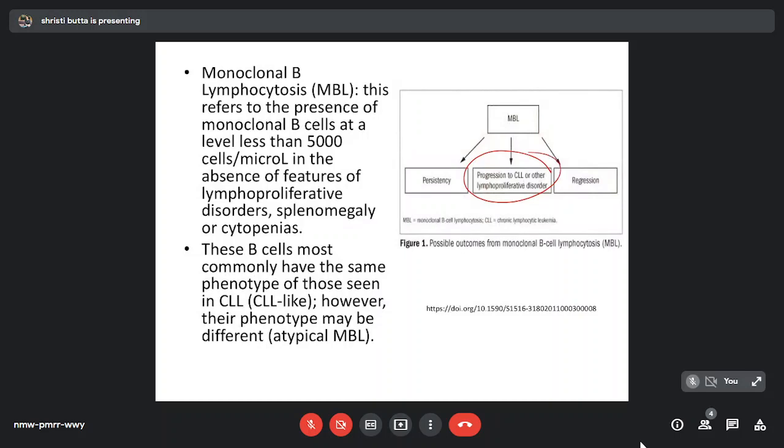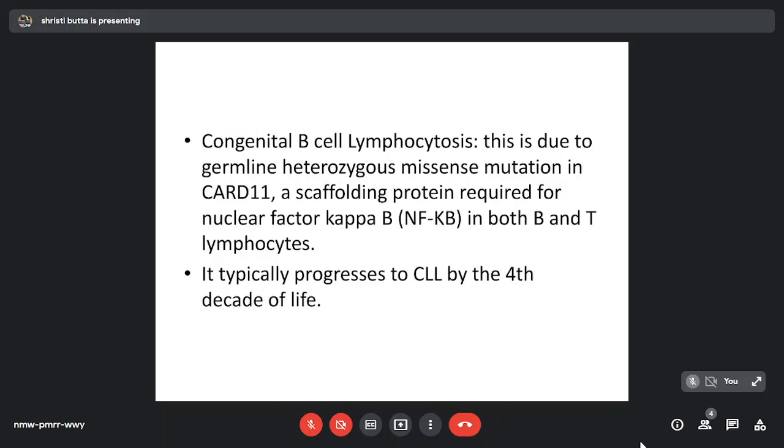Congenital B lymphocytosis. Now, this is due to a germline heterozygous missense mutation of the CARD11 gene, a scaffolding protein which is particularly involved in NF-kappa B signaling. It is important to note that NF-kappa B is very important, because remember the tyrosine kinase pathway and the cell proliferation, migration and survival that I was discussing; these are particularly involved in the maturation of both B lymphocytes as well as T lymphocytes. So congenital B lymphocytosis results from a germline mutation, particularly due to a defect in NF-kappa B. It typically progresses to CLL by the 4th decade of life.